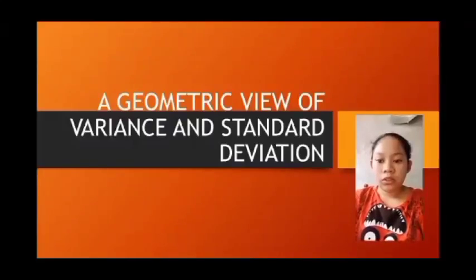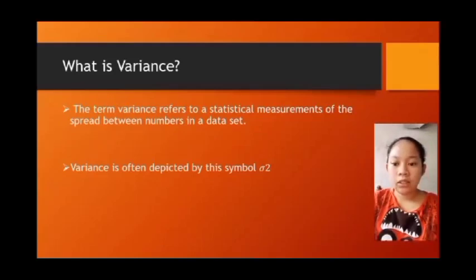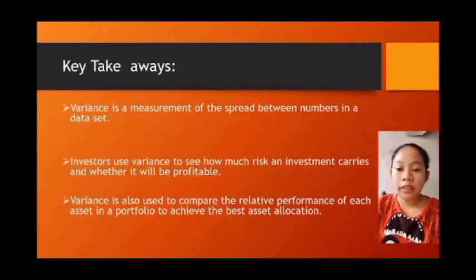A geometric view of the variance and standard deviation. What is variance? The term variance refers to a statistical measurement of the spread between the numbers in a data set. Variance is often represented by the symbol sigma squared. Key takeaways: variance is a measurement of the spread between numbers in the data set.